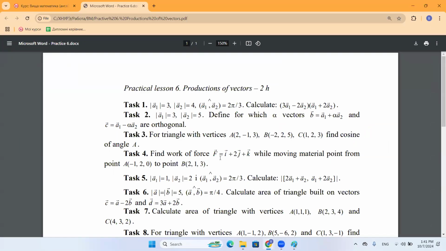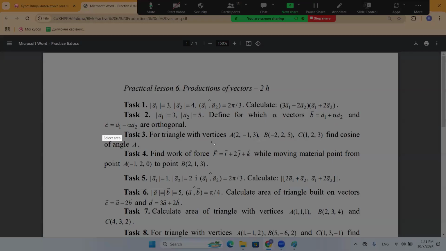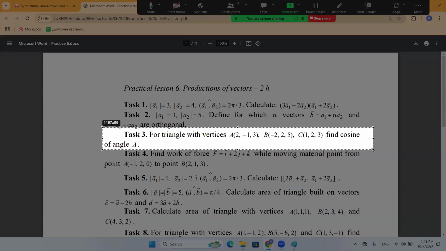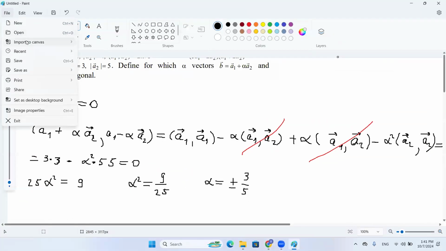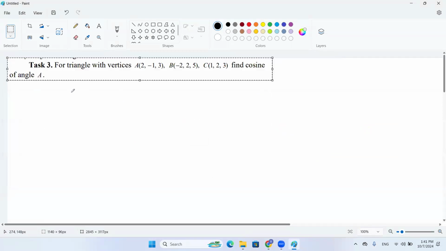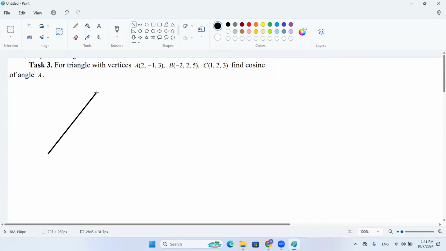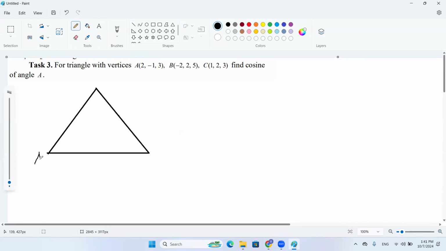So task 3, we have a triangle with 3 vertices, A, B, and C, and we need to find the cosine of angle A. For this task, let's better make a figure just for better understanding. So A, B, and C, and we need to find the cosine of this angle. How to solve it?